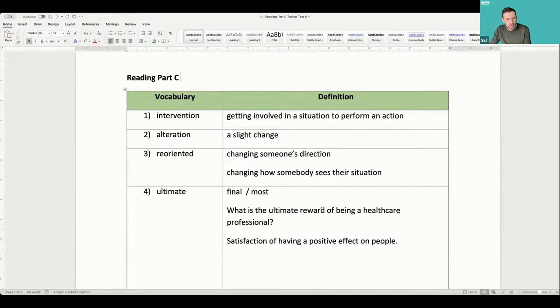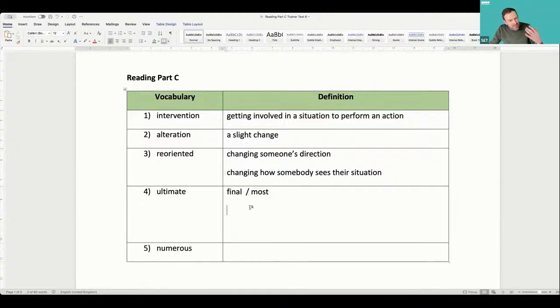So when we say the ultimate reward, we're saying the most. And if you think of the most, what that means is you can't go past it. So it gives you the idea of final, doesn't it? So ultimate is an interesting word in that case. It can be the final one, or it can be the most of something. And they sort of cross over a little bit.